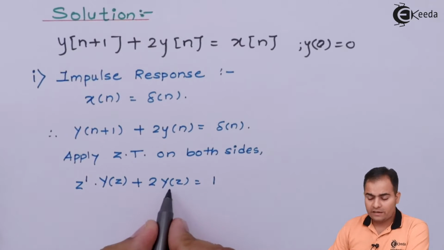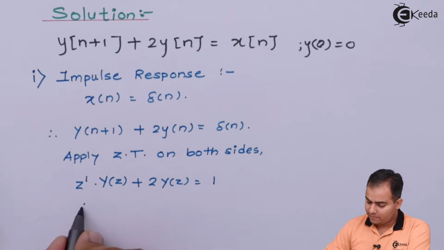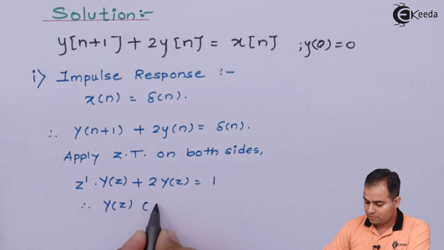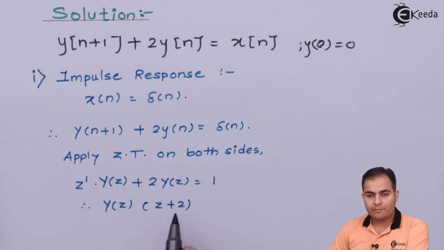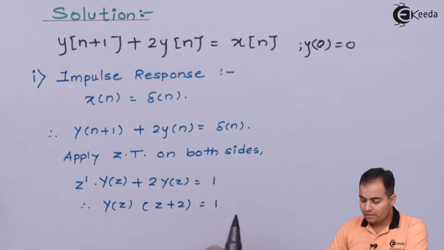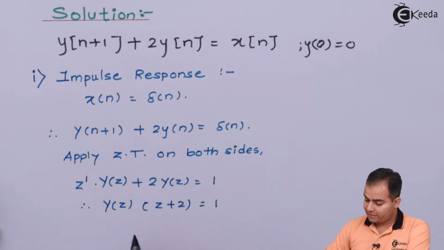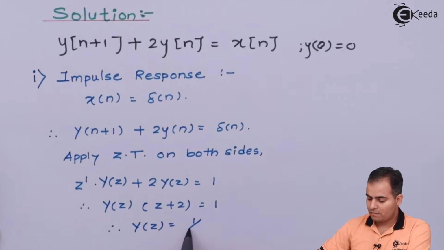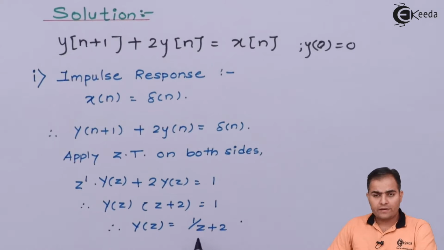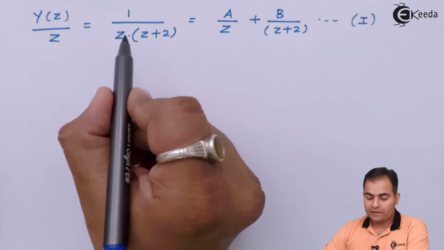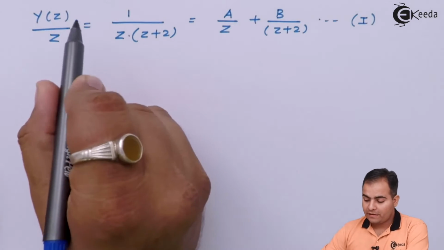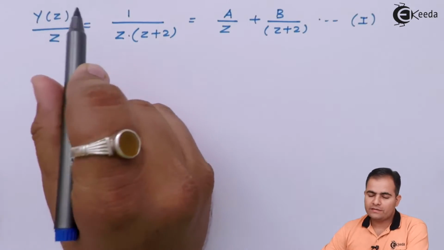Now I'll take y of z common from the left hand side. So you will get y of z times z plus 2 equal to 1. Now I'll shift this z plus 2 to the right hand side. Look at it, we cannot apply inverse Z transform directly on 1 upon z plus 2, because we want a single z in the numerator. So I'll divide both sides by z. So here I have got two different factors. We are going to obtain the response by applying inverse Z transform on both sides.